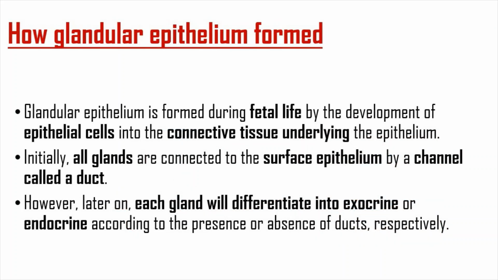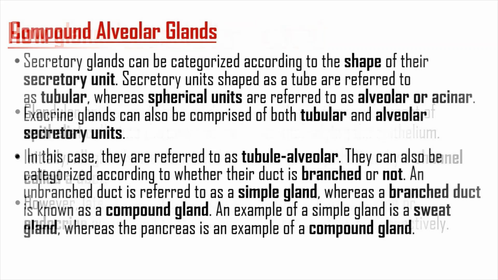So how is glandular epithelia formed? Glandular epithelia is formed during fetal life, in utero life, when there is fetal development in the uterus, by the development of epithelial cells into the connective tissue underlying the epithelium. So initially, all glands are connected to the surface by a channel called a duct. However, later on, each gland will differentiate into exocrine or endocrine according to the presence or absence of ducts, respectively. So this is to say that exocrine glands have got ducts and endocrine glands have no ducts.